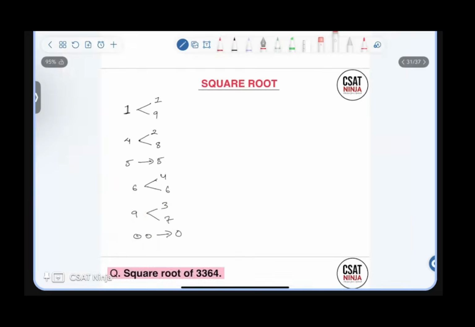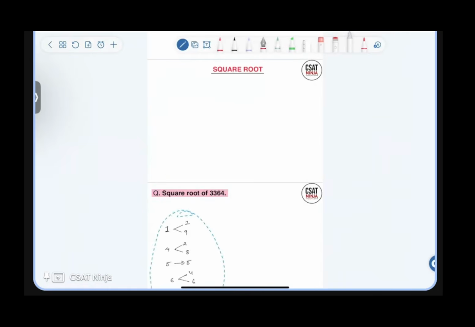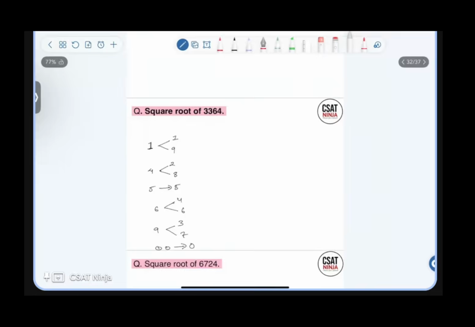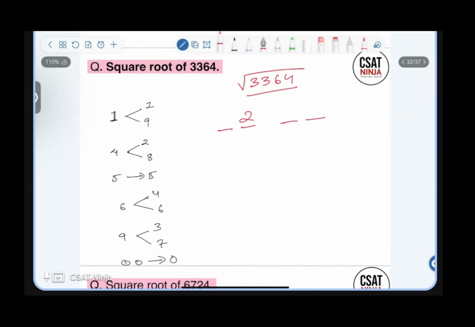Let's try some questions. At a time you understand much better. I'll just bring this one down here. Here, we are asked to find the square root of 3364. The number here is ending by 4, which means the square root of this number will have a unit digit of what? I have two options here. It will end by either 2 or 8.